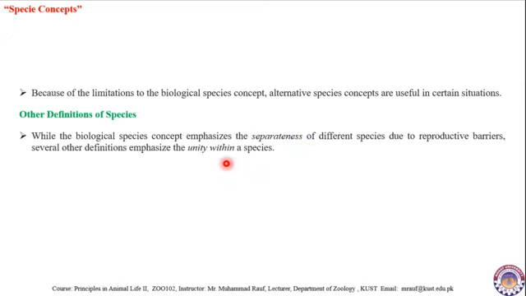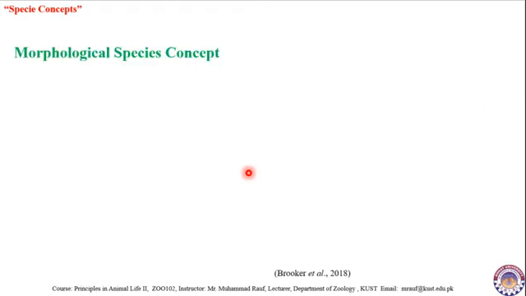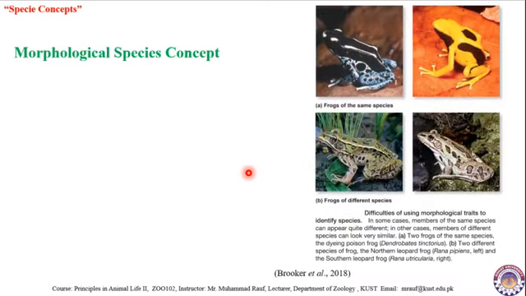But here another criteria is that groups of individuals belonging to different species can live with each other in a particular area and still maintain their integrity as a different species. Number one is the morphological species concept.